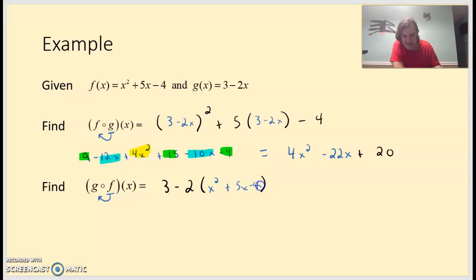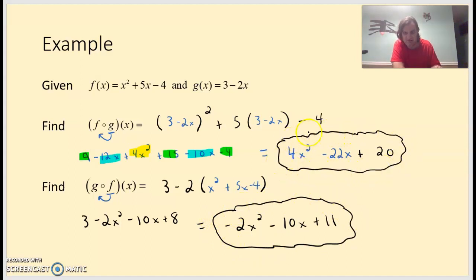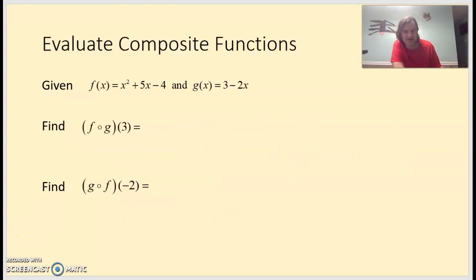And if that's the case, I'm going to clean it up by doing some distributing. So let's see. 3 minus 2x squared minus 10x plus 8. So when I clean all that up, I'll have negative 2x squared minus 10x plus 11. So that's g of f, which is very different than f of g. Okay? And that's just finding the function. So let's see how we evaluate these things.